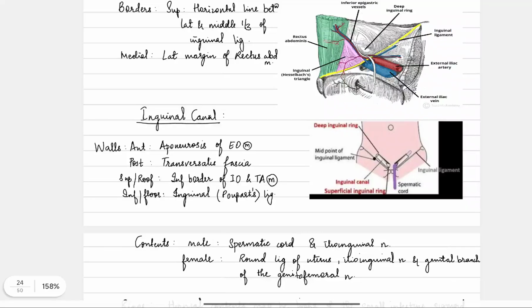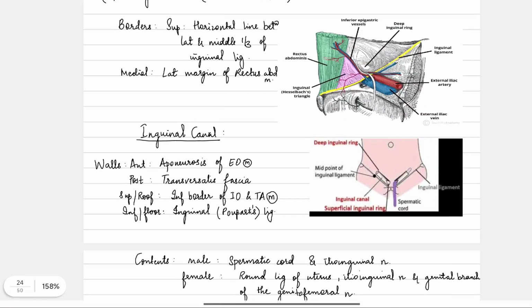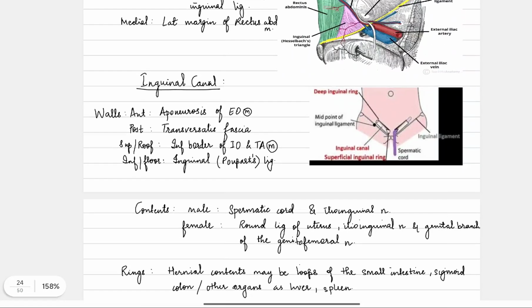Inguinal canal. The walls of the inguinal canal: anteriorly, it is aponeurosis of external oblique muscle. Posteriorly, transversalis fascia. Roof is inferior border of internal oblique and transverse abdominis muscle. And floor is inguinal ligament.